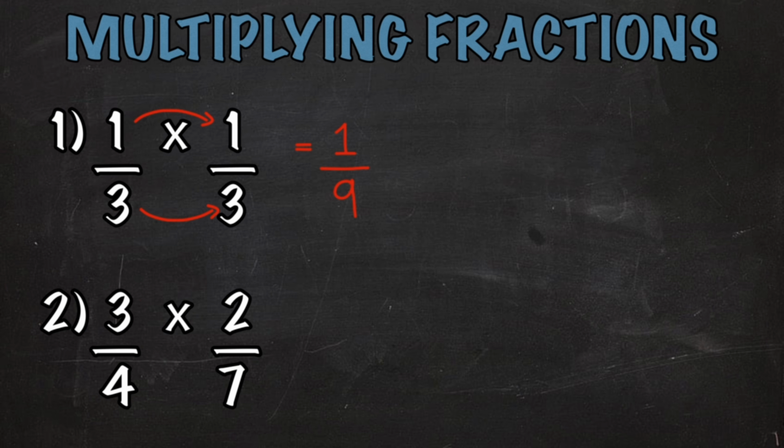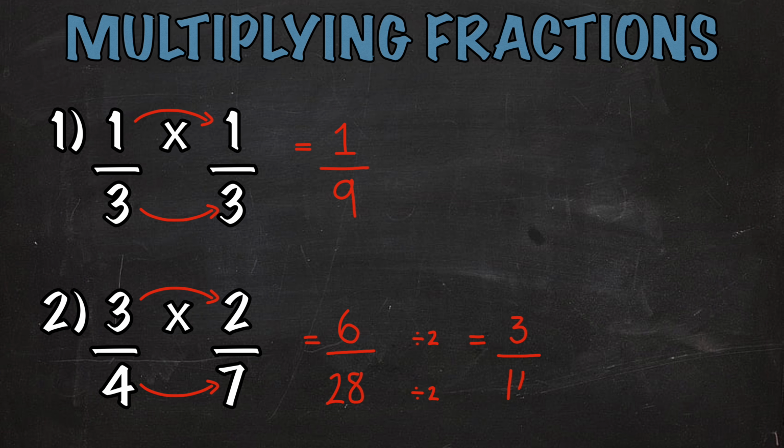Now on to number 2. 3 over 4 times 2 over 7. We use the same rules. So 3 times 2 is 6 and 4 times 7 is 28. Now this is not in its simplest form as there is a common factor between 6 and 28, which is 2. 6 divided by 2 is 3, and 28 divided by 2 is 14. So 3 over 14 is our final.